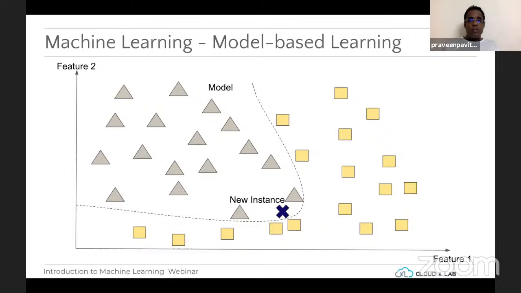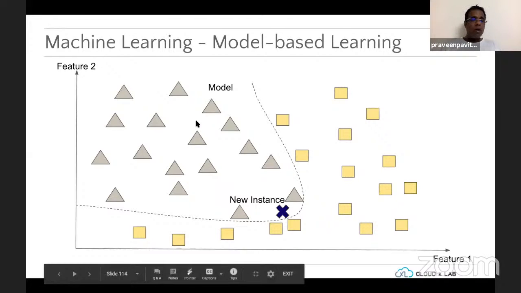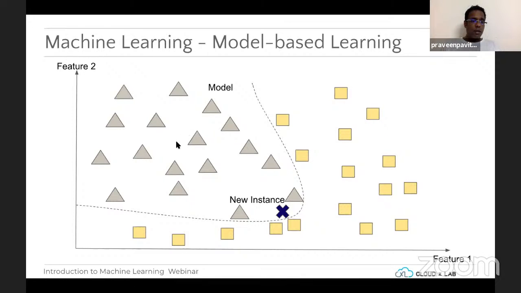Okay, now let's talk about the next type, which is model-based learning. Again, you have the same story: you have training data that's either rectangles or triangles, and you would have a new instance. What you would do in model-based learning is build a model. That's how machine learning works.